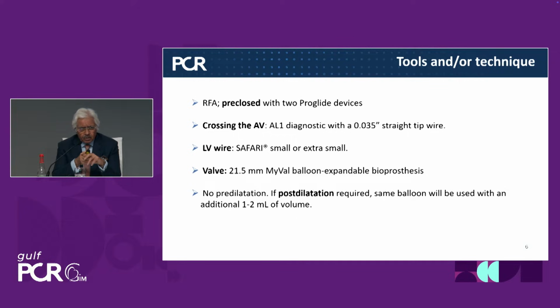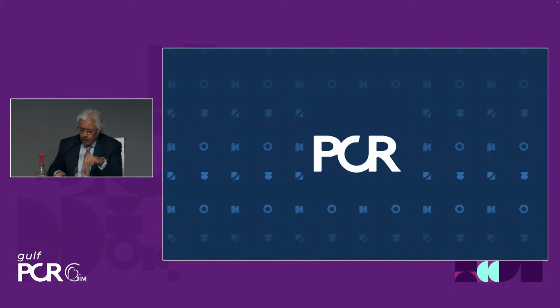The tools and techniques: the right femoral artery is going to be pre-closed with 2 ProGlides. The aortic valve is going to be crossed with an AL1 catheter and a 0.035 straight-tip wire. The delivery wire is going to be a Safari, small or extra small. The valve we've just explained is a 21.5 millimeter Myval. And if post-dilatation is required, it will obviously be with the same balloon, 1 to 2 ml extra. With that, we're ready to go live.